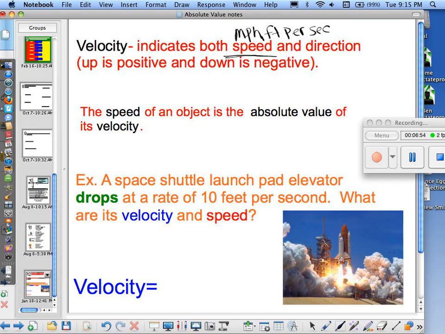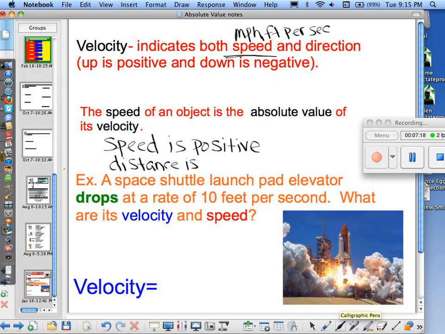So to find the speed of the object, speed is always positive. So let's make a note of that. I'm sorry, I just said direction is always positive. That's not true. Speed is positive, distance is positive, not direction. So make sure you have this written down. You can go ahead and stop the video to make sure.